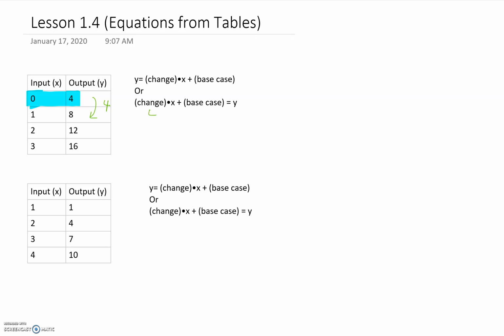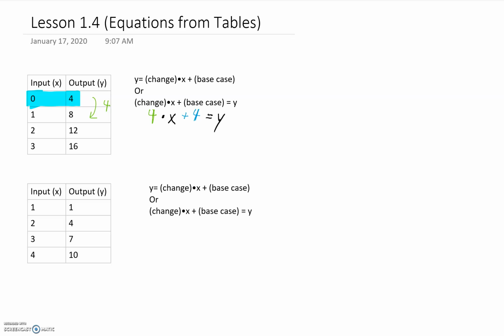So we said the change was 4 times x. That little dot just means times. Plus, let's actually go plus with blue because it's a positive 4 in the output. If it was a negative 4, we'd put minus 4. And then equals y. Alright, so this is what we have as our equation. Now you can double check it.